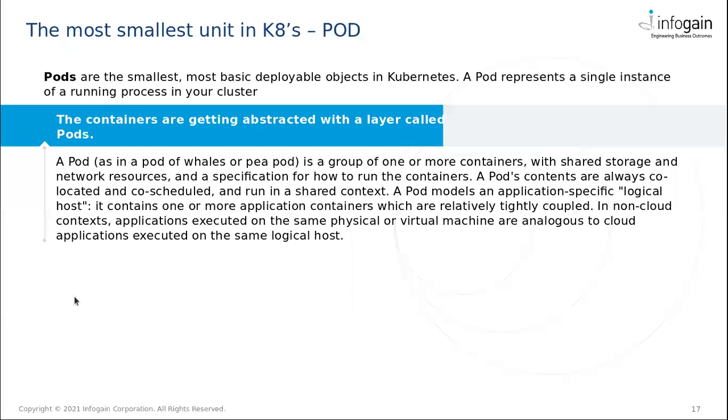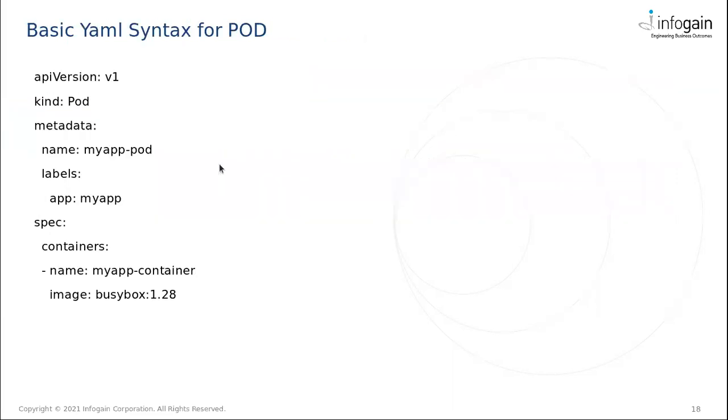Okay, now first of all, let's go to the theory quickly. So I told you the containers are getting abstracted with a layer called pods. So pods are basically an abstraction over the containers. Pods are the smallest, most basic deployable objects in Kubernetes. A pod represents a single instance of a running process in your cluster. Okay, you can read this in your free time. I'll share the PPT today.